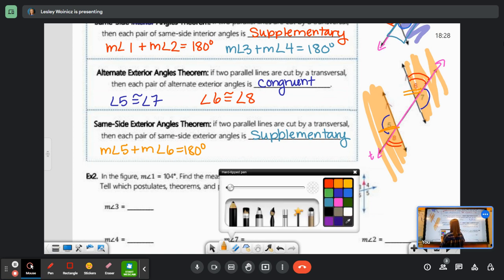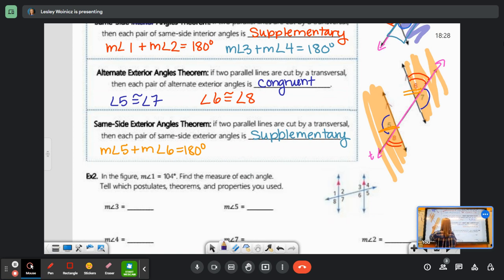And then also the measure of angle 7 and the measure of angle 8 have to add up to 180 degrees. Measure of angle 7 plus the measure of angle 8 is 180 degrees. Whew, we're on a roll now. Okay, so hopefully you wrote all that down. We're going to refer back to it.